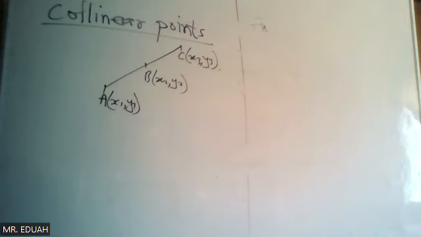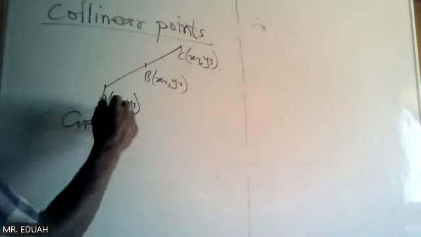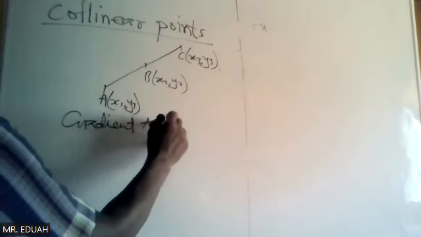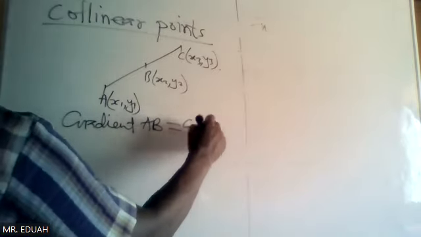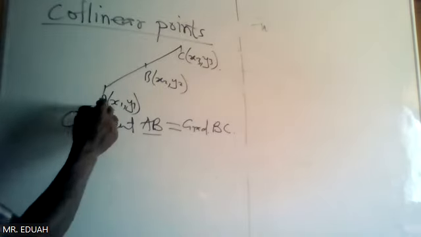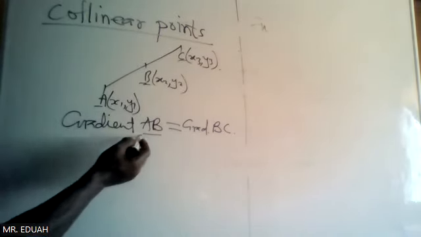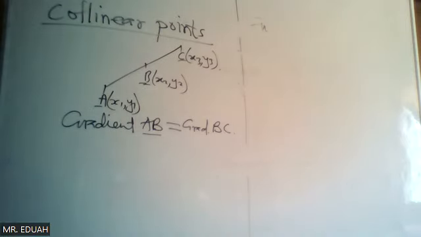For us to determine whether points are collinear, whether 3 points in a line are collinear, we must find the gradients. The gradient between any consecutive points and the other consecutive points should be equal. So the gradient of AB should be equal to the gradient of BC. When the gradient of AB is equal to the gradient of BC, we conclude that the 3 points lie on the same straight line.